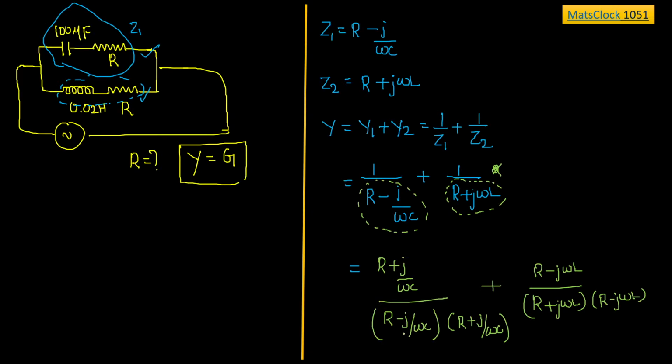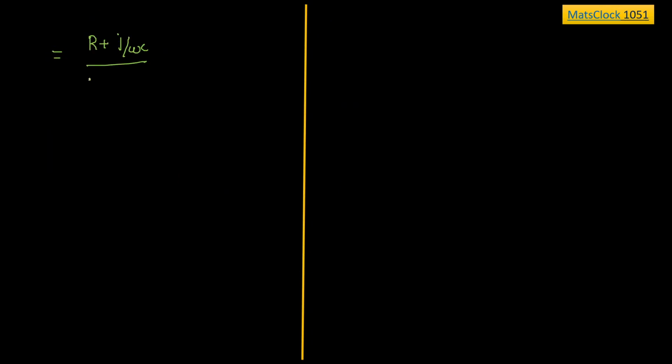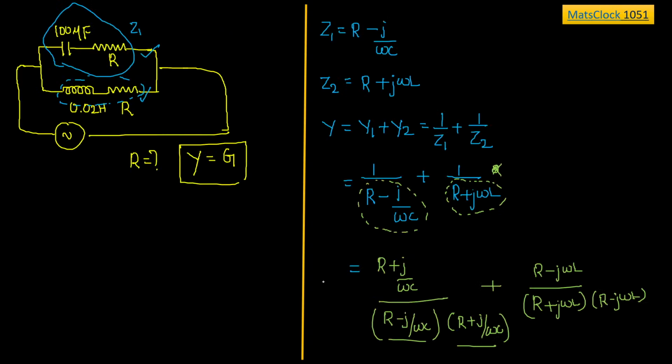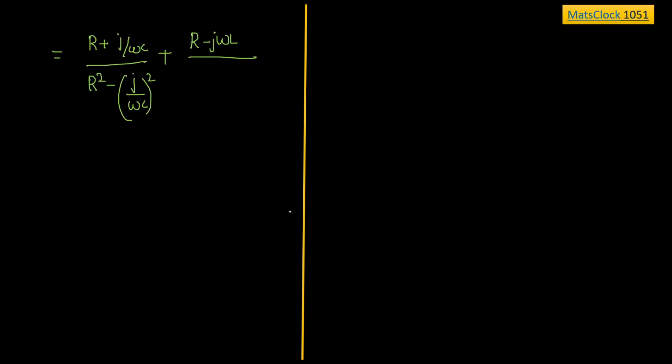The numerator will become R plus j upon omega C. In the denominator, it is (a minus b)(a plus b). What is the formula? a square minus b square. What is the value of a? That is R square, minus the value of b, j upon omega C, whole square. Similarly, in the second term, the numerator is R minus j omega L. In the denominator, (R minus j omega L) into (R plus j omega L), that is (a plus b)(a minus b), which can be written as a square minus b square.